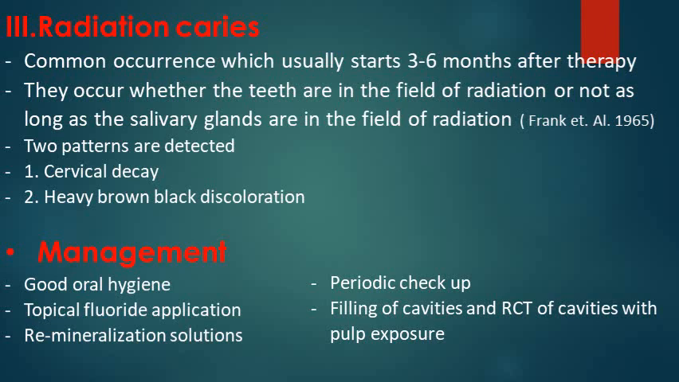Radiation caries. Whenever there is xerostomia, you will find radiation caries. It's a common occurrence and starts 3 to 6 months after therapy. There are two patterns detected: either cervical decay or heavy brown-black discoloration. The management: good oral hygiene, topical fluoride application, remineralization solutions, periodic checkups, filling of cavities, and root canal treatment for cavities with pulp exposure.